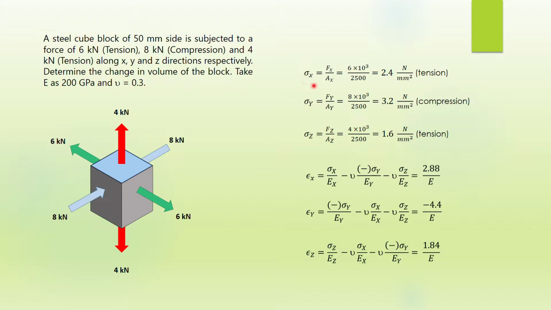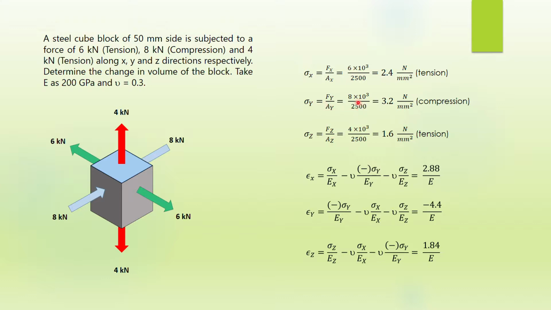As we know, stress is defined as force over area. Since we are referring to the x direction, the force we take is 6,000 Newton, that is 6 times 10 to the power of 3 Newton, which is also 6 kilonewton. Since it's a cube, the cross-sectional area of each side is 2,500 millimeter square. From this you get 2.4 Newton per millimeter square. That is for tension. Then for the y direction, you have to take Fy divided by Ay.